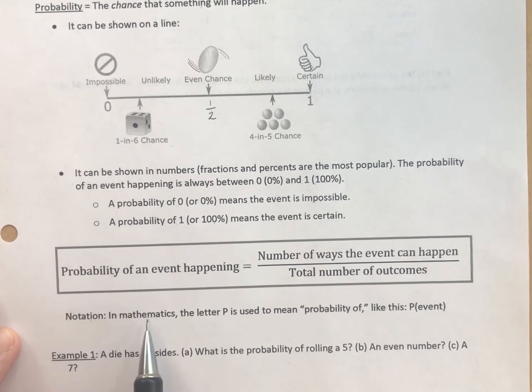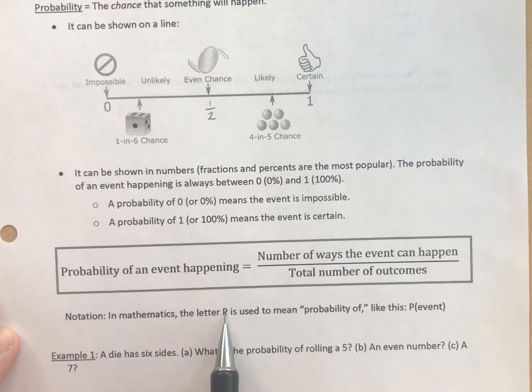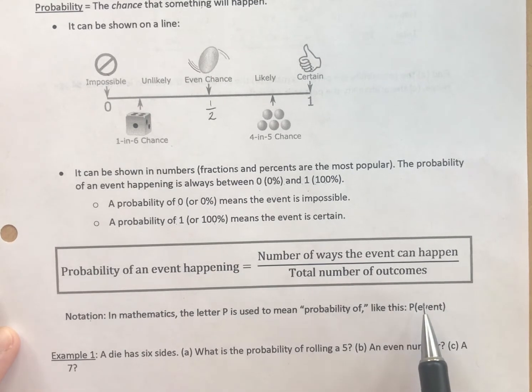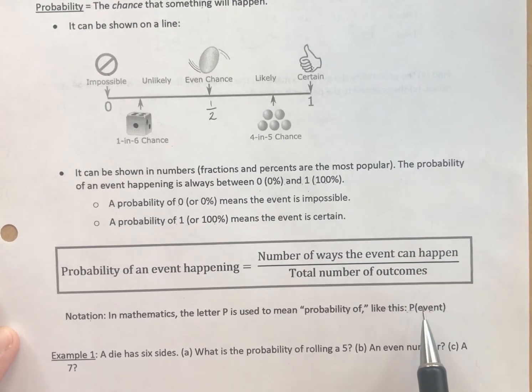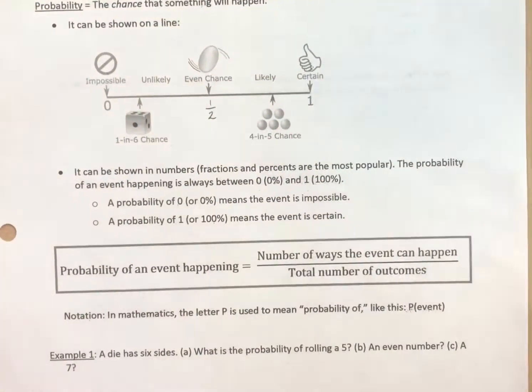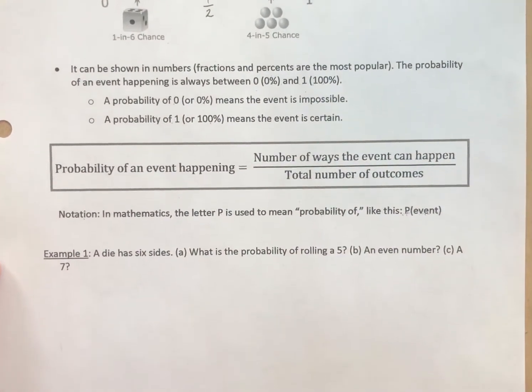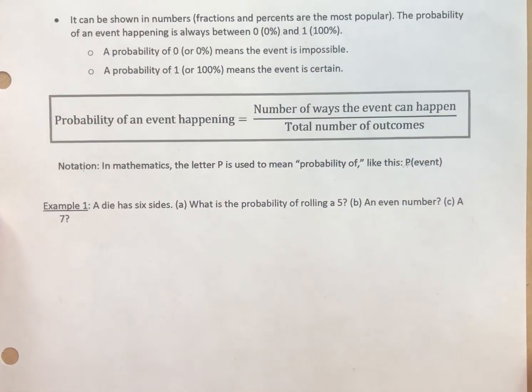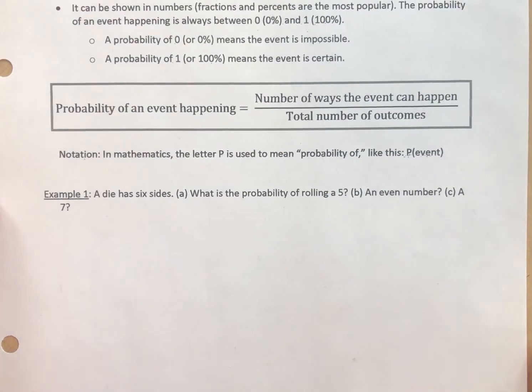Notation. In mathematics, the letter P is used to mean probability of. So if you write P with parentheses, P of event, this stands for the probability of this event. Okay, so this P, probability of this event. Let's take a look at two examples to help us get squared away a little bit on this. I'm going to get my paper situated.